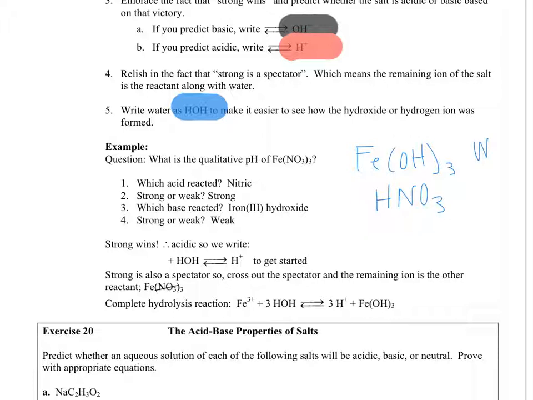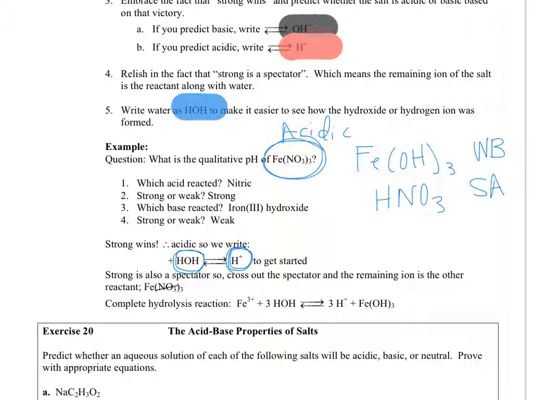FeOH3, that's a weak base and a strong acid. So if we have a weak base and a strong acid that made this salt, then this salt must be acidic. So if it's acidic, then we know we've got to make H+. So I write that over here on my product side. And I know water is a reactant. So I write that over here.